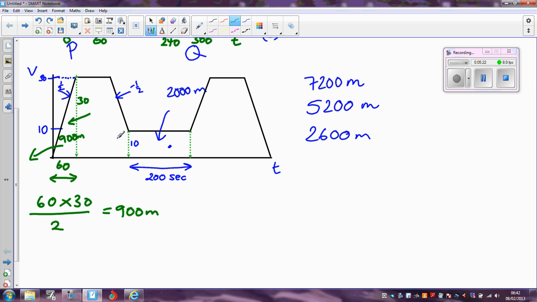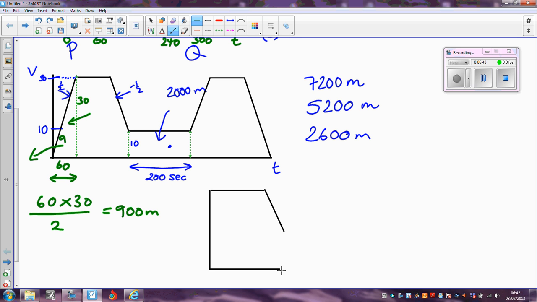Now that leaves us this section here, and I'm going to just redraw that section here. So I've got a shape. Let's do that again. Okay, so the area that I want to find is this sort of non-trapezium. What I can see that it actually is, is a sort of rectangle with a triangle chopped out of it. Let's just draw it like that.